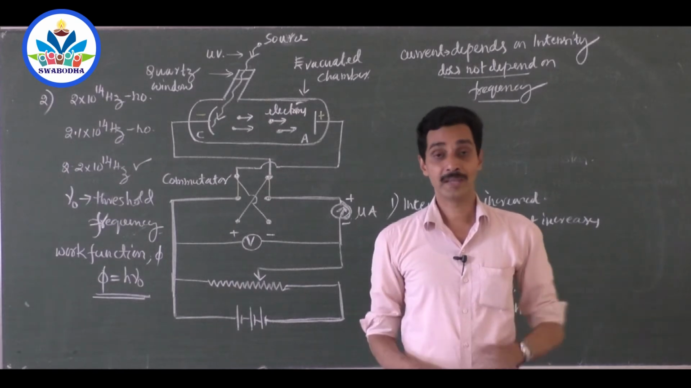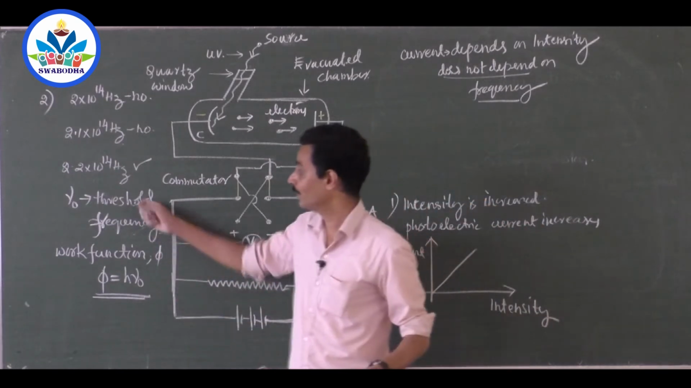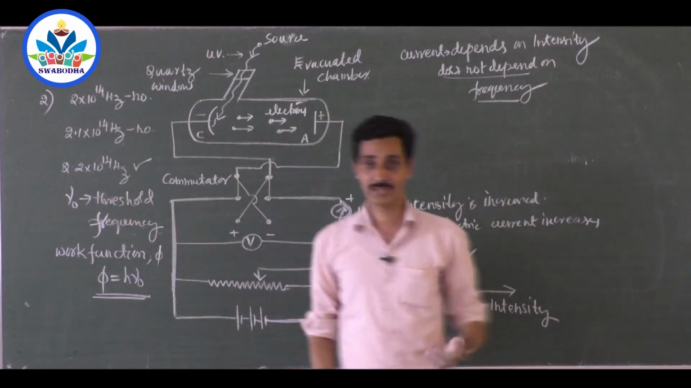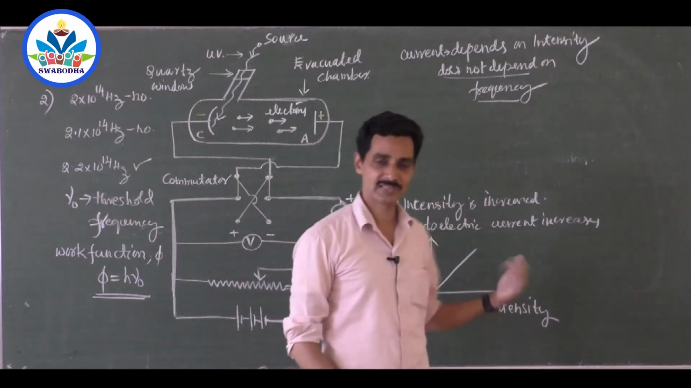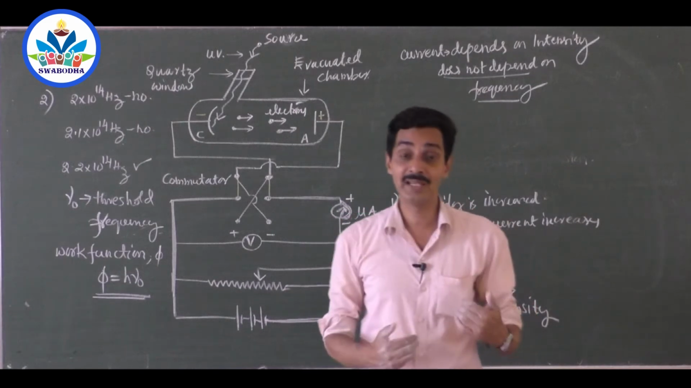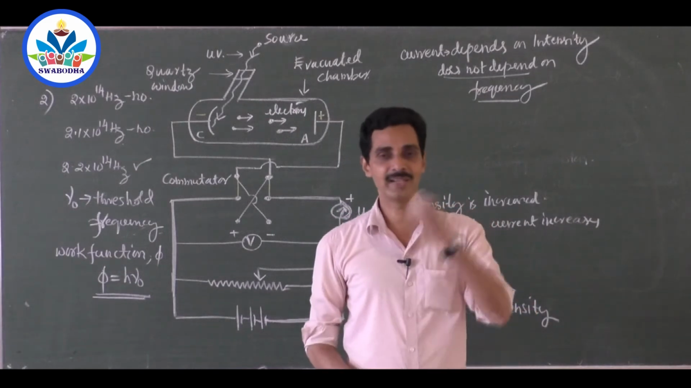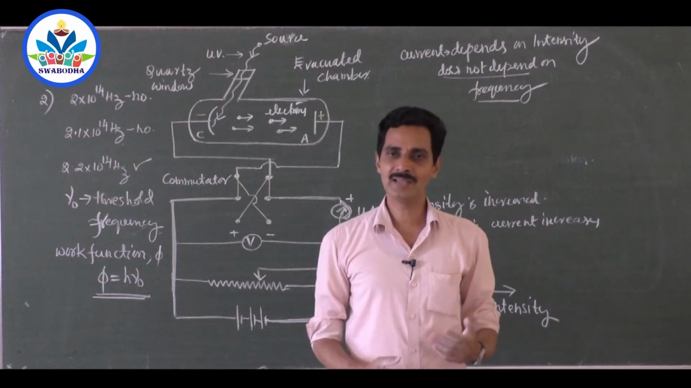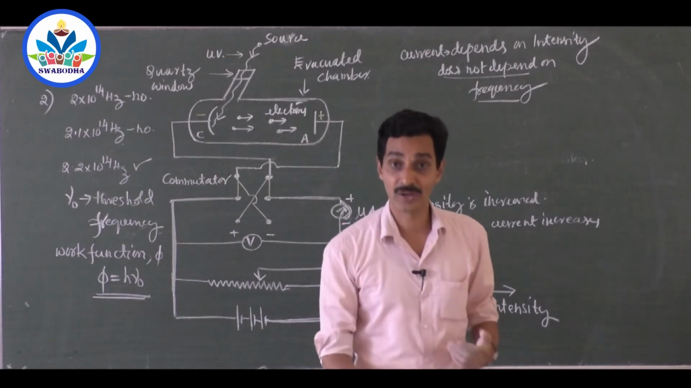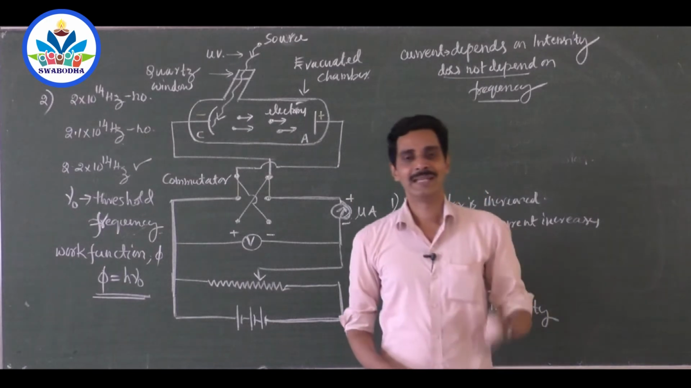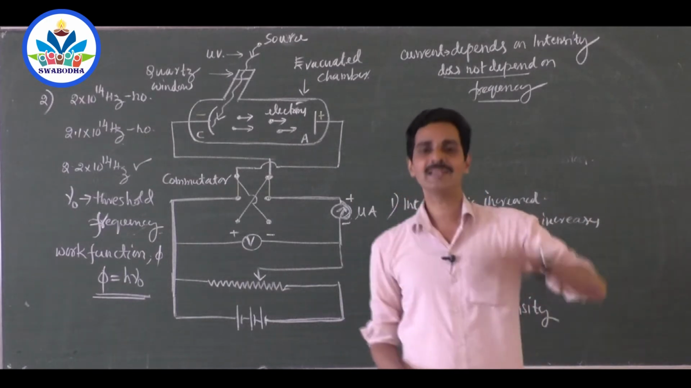Suppose the supplied energy is more and more and more, 2.3 into 10 to the power 14, 2.4 into 10 to the power 14, 2.5, 3 into 10 to the power 14, and so on. Then what do the electrons do with that remaining energy? That is very interesting. Suppose the required energy is 10 joules and you are supplying 15 joules. What happens to the 5 joules? Electrons use that energy as kinetic energy.